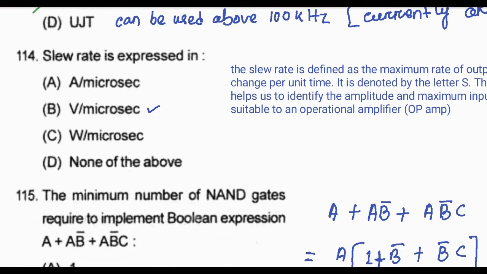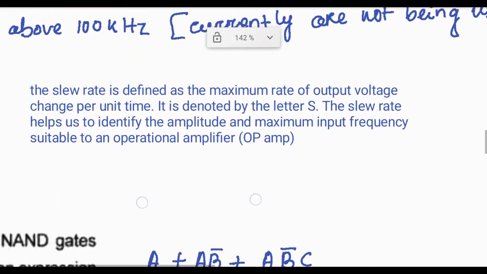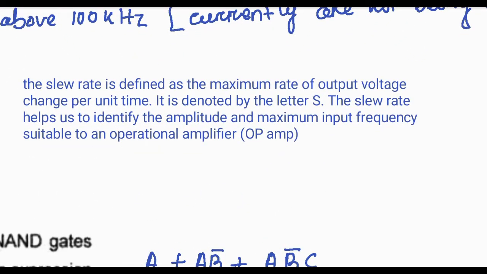Next question is slew rate is expressed in, and the answer is volt per microsecond. What is slew rate? Slew rate is defined as the maximum rate of output voltage change per unit time. That means voltage change per time, that means volt per microsecond, and it is denoted by the letter S. The slew rate helps us to identify the amplitude and maximum input frequency suitable for an operational amplifier, that is op-amp.